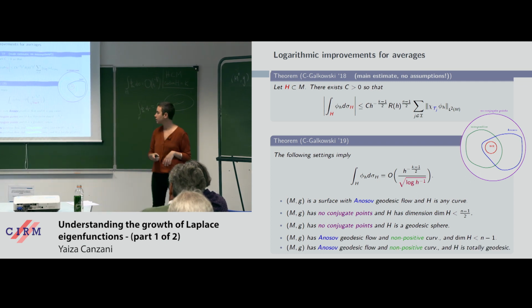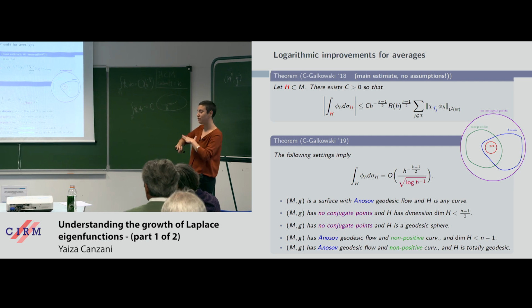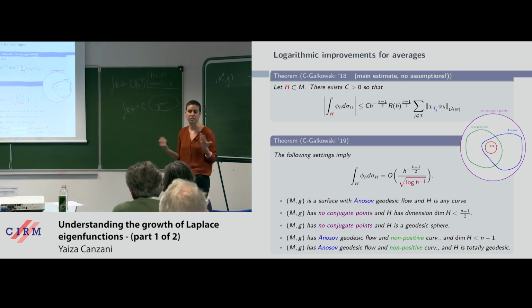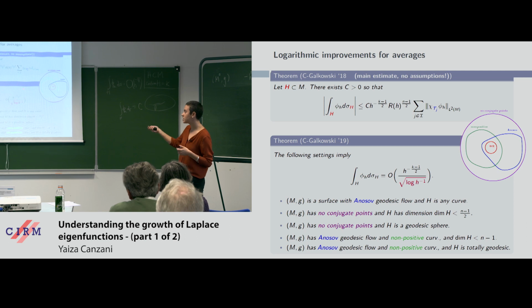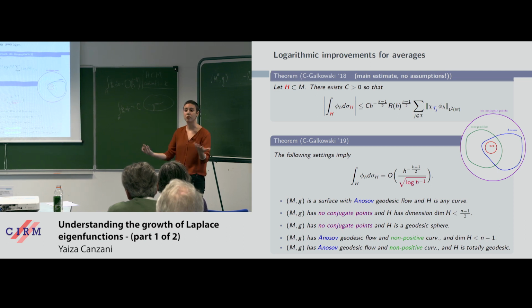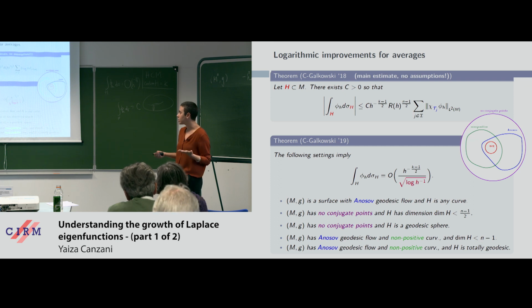And last, if your submanifold is totally geodesic, you can also get it. So these are just some examples on which we were able to control the tubes that emanate from a submanifold.